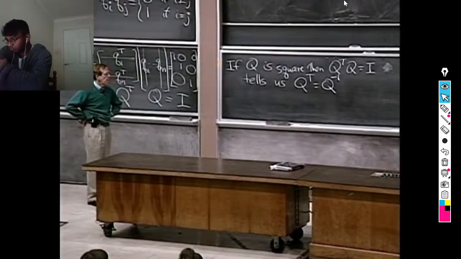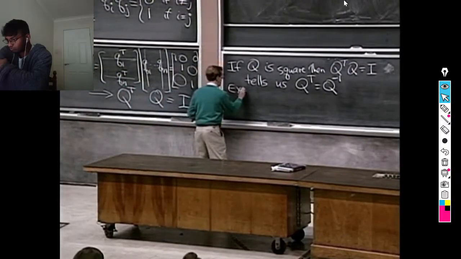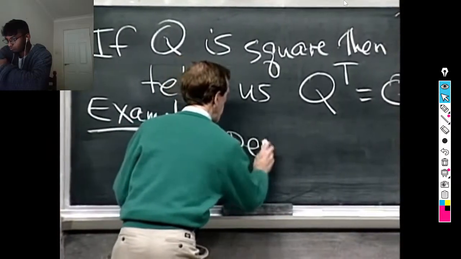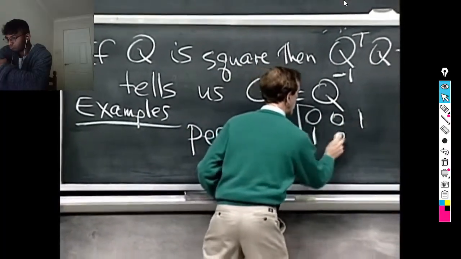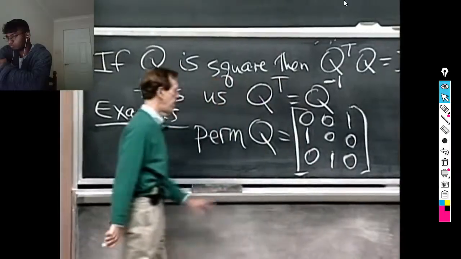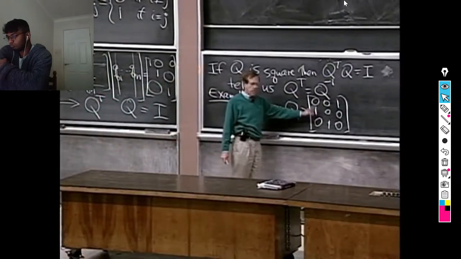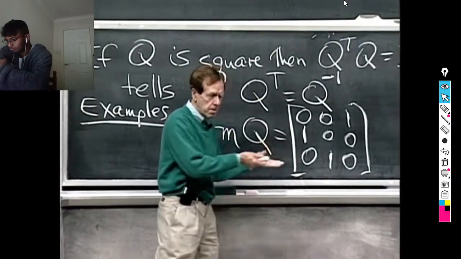I need to write some examples down. Let's do some examples. Any permutation matrix. Let me take just some random permutation matrix. Q equals, let's say, I'll make it 3 by 3, say 0, 0, 1, 1, 0, 0, 0, 1, 0. That certainly has unit vectors in its columns. Those vectors are certainly perpendicular to each other. And so that's it. That makes it a Q.